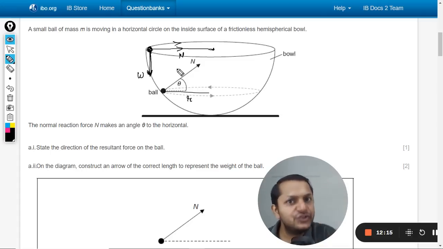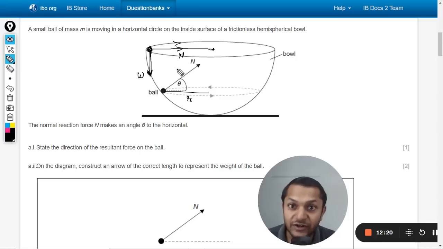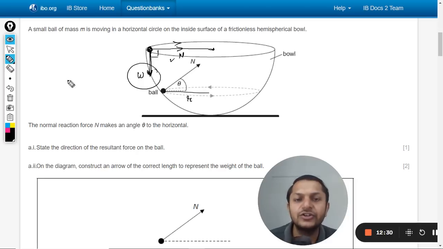But even if we assume that there is a normal reaction, the normal reaction will be perpendicular to the surface, and thereby you can say it will be this. So this normal and this weight have a 90-degree angle between each other. There is no force that is going to balance the weight of the body. There has to be a force.